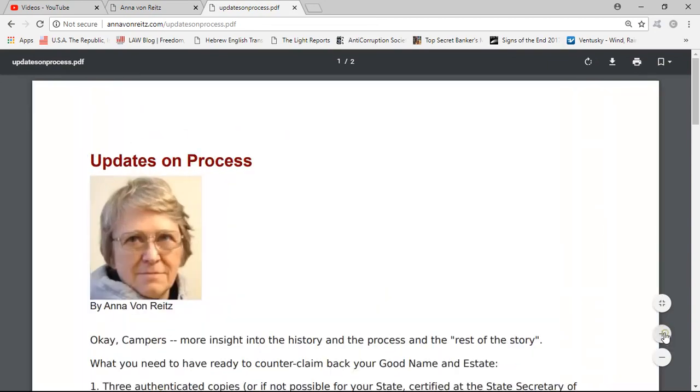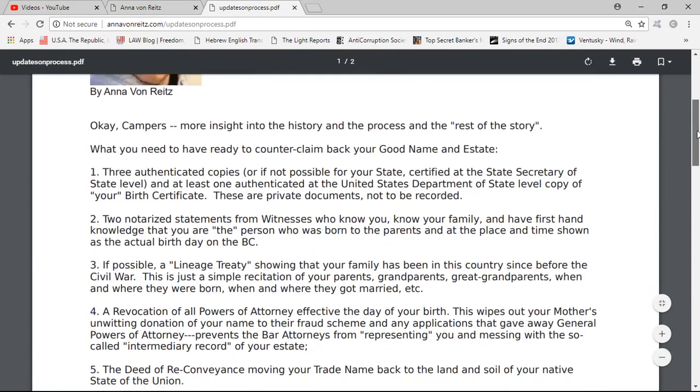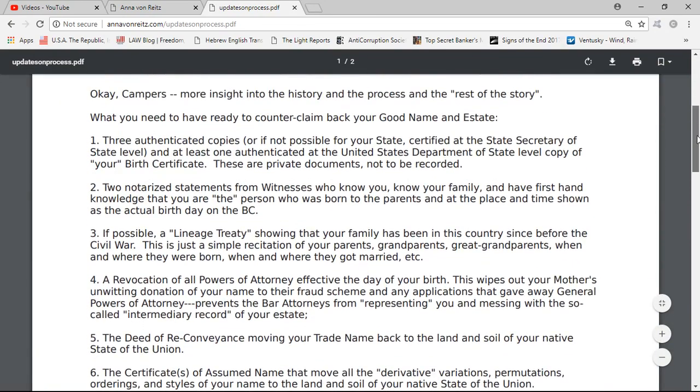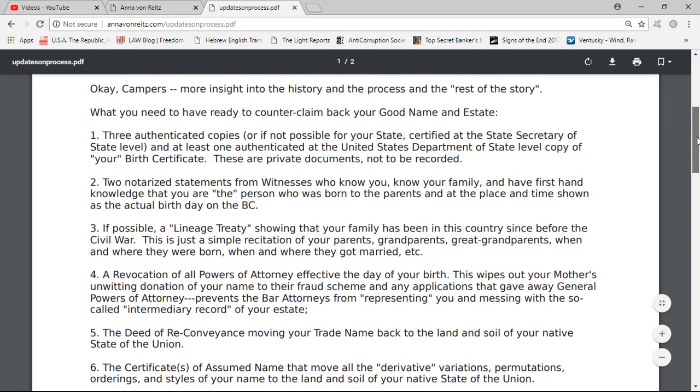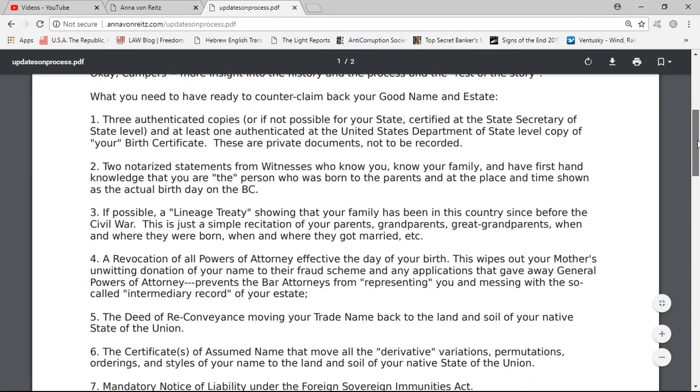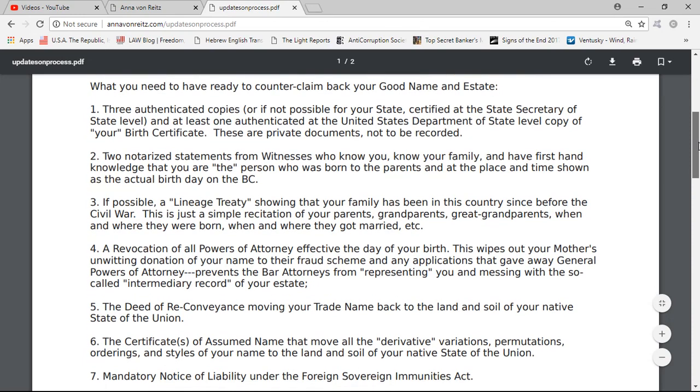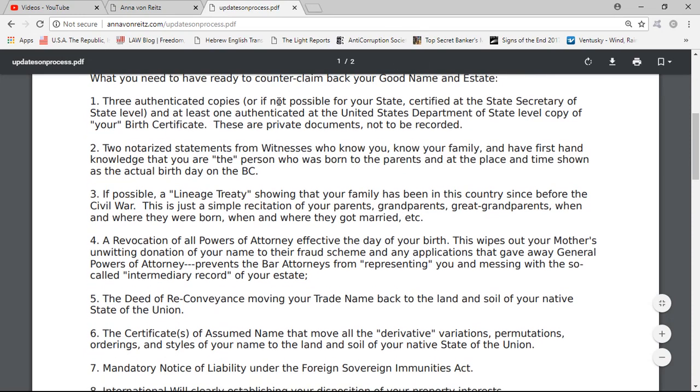And I'm not going to read the whole thing, I don't think. But Anna says, okay, campers, and more insight into the history and the process and the rest of the story. What you need to have ready to counterclaim back your good name and estate: 3 authenticated copies, or if not possible for your state, certified at the state Secretary of State level, and at least one authenticated at the U.S. Department of State level, copy of your birth certificate. These are private documents, not to be recorded.